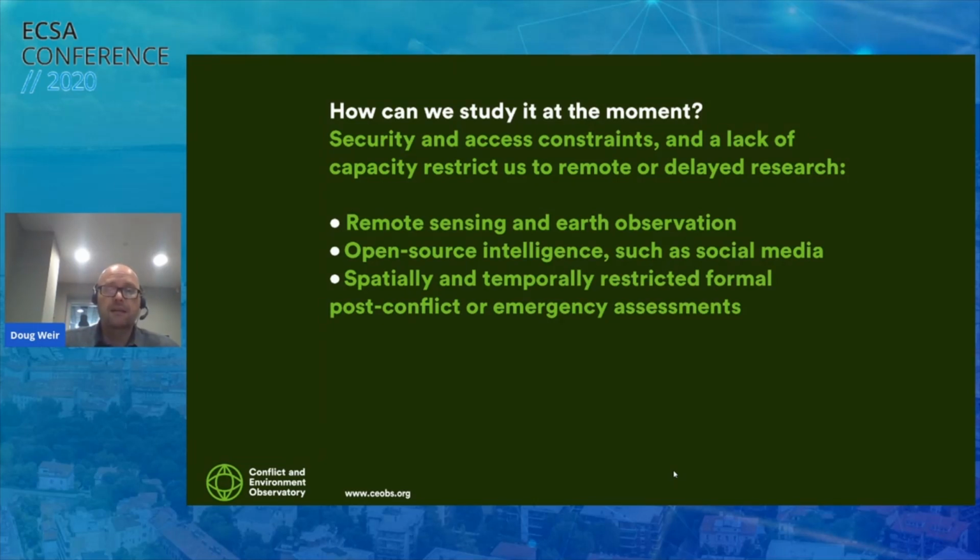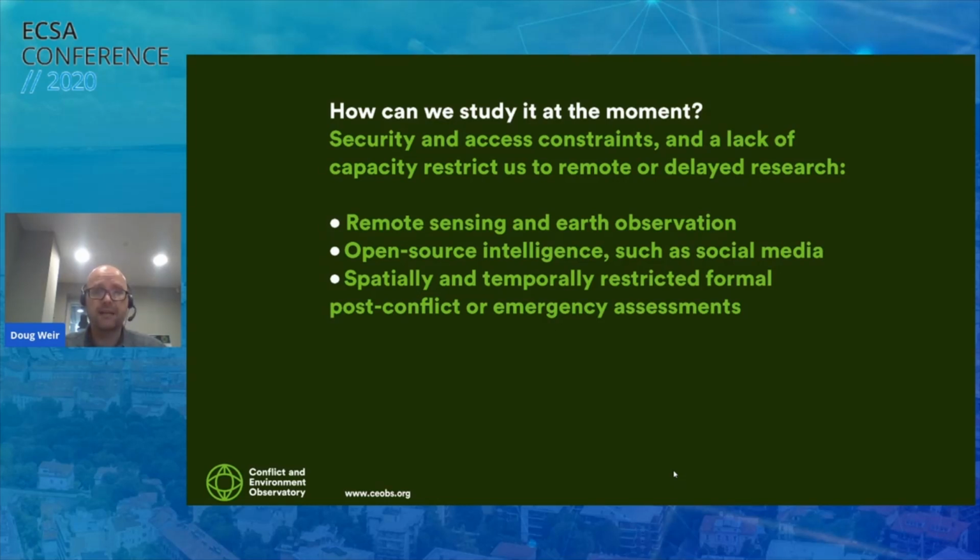And then historically, there was the process of post-conflict environmental assessments undertaken by the UN Environment Programme and other actors, but these tend to be spatially and temporally restricted. So for example, in the case of Afghanistan, there had been 30 years of conflict before there was a post-conflict environmental assessment. So obviously you miss a huge number of things during that process.